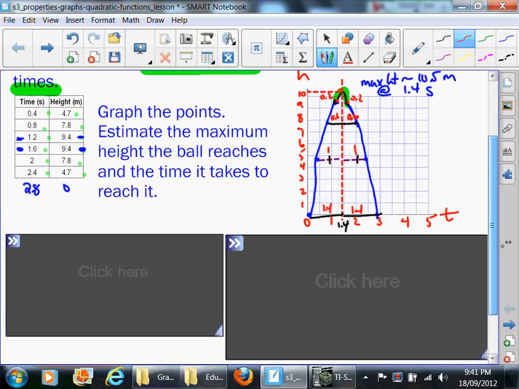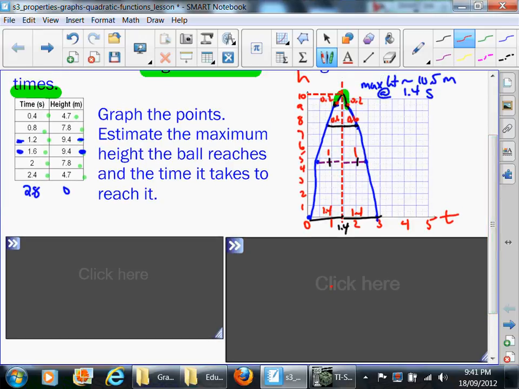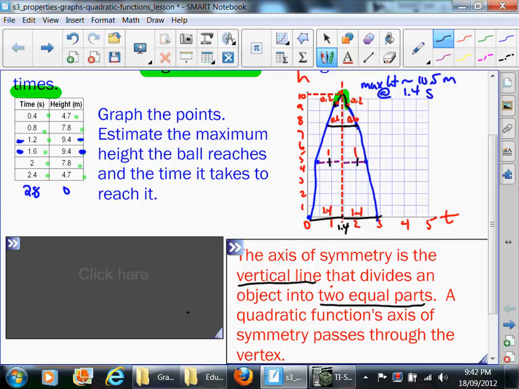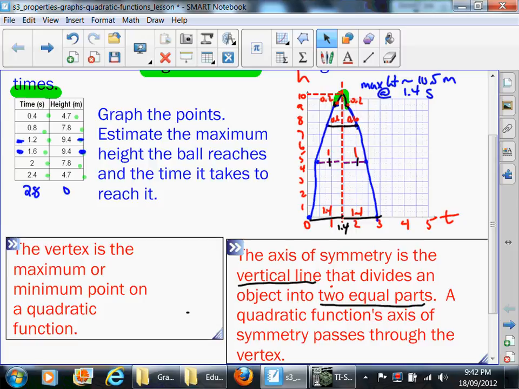Alright? So we're going to talk about a couple things. First, we'll talk about the axis of symmetry. The axis of symmetry, or the line of symmetry, is a vertical line that divides an object into two equal parts. A quadratic function's axis of symmetry passes through the vertex. Okay? What's the vertex? Well, the vertex is the maximum or minimum point on a quadratic function.